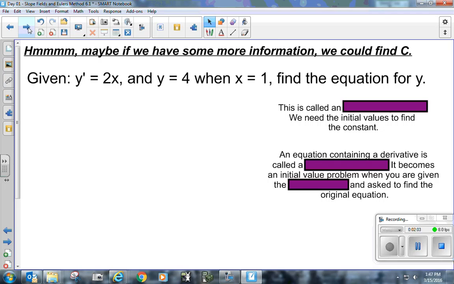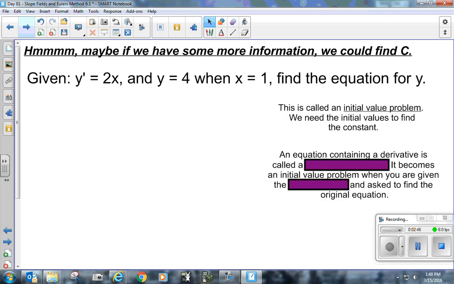Maybe if we have some more information, we could actually find what C is. So, if we're given the derivative of a function to be 2x, and y equals 4 when x is 1, find the equation for y. This is called an initial value problem, because we need some sort of initial values to find that constant. It's like back in the day when we used to create the equation of a line in integrated algebra, given the slope and a point. You can't find that b value unless you put the slope in, and you put that coordinate into the x and y, and you can solve for b. It's the same thing here.